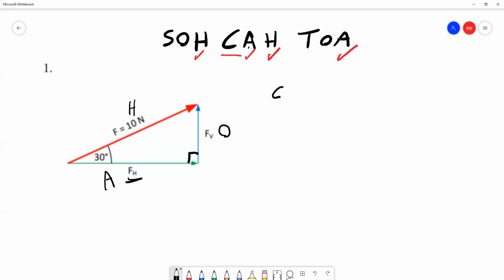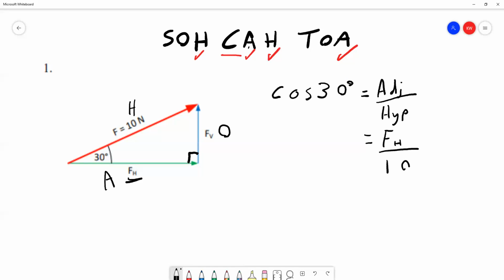We're saying the cos of 30 degrees, because that's our angle, is equal to the adjacent over the hypotenuse. That's just one of our trigonometric ratios, one of our rules. In this particular question, for the angle we're working with, the adjacent is FH, what we're trying to find here, and the hypotenuse is 10, because we're told that F, our force, our vector here, is equal to 10. So we'll write that down as well.